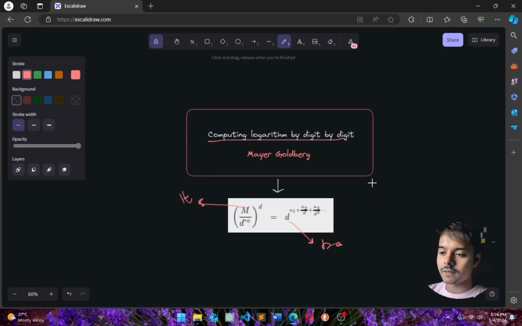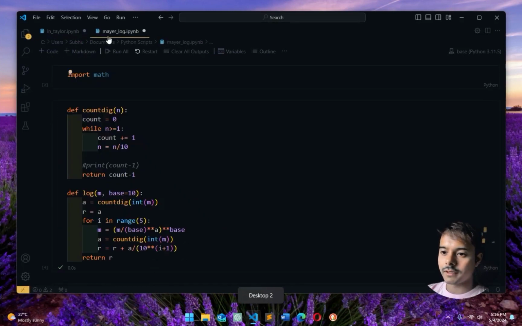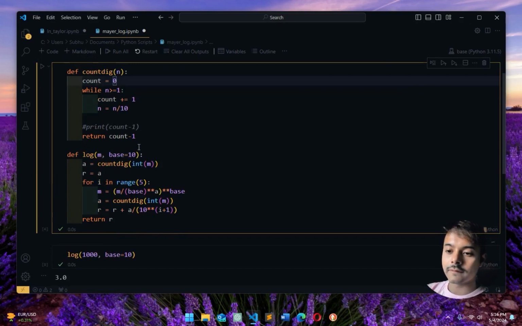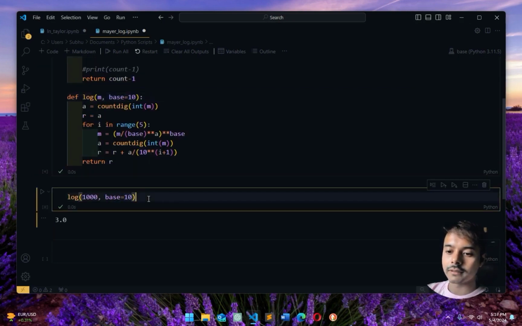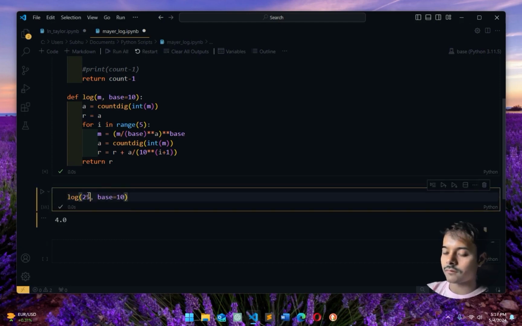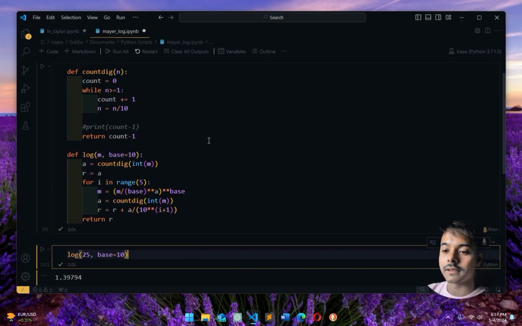Now I have implemented this to show a short demonstration of it. Here it is. This is the code, and I have also included this code on GitHub. I put the link in the description. I have set the base at 10. So this is 10. For 100 it's going to be 2, and for 10,000 it's going to be 4, and for 25, it's going to be this. So it's actually a good algorithm. I think it's much better than the Taylor expansion.